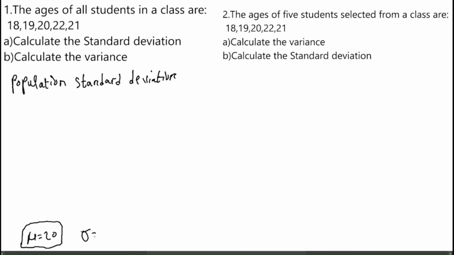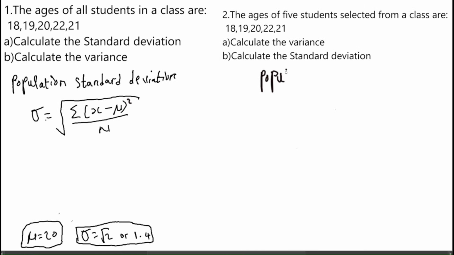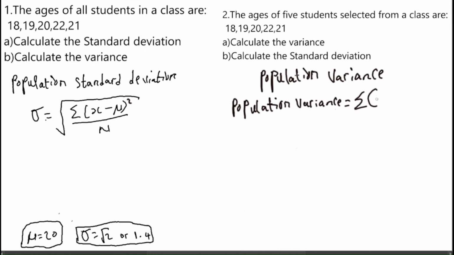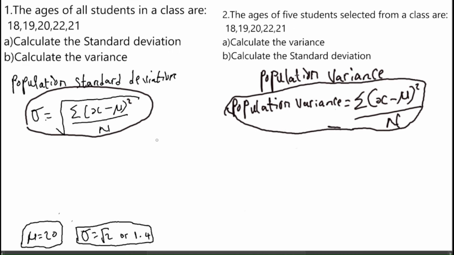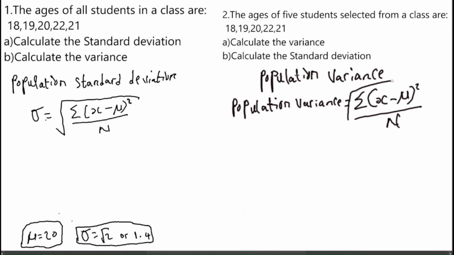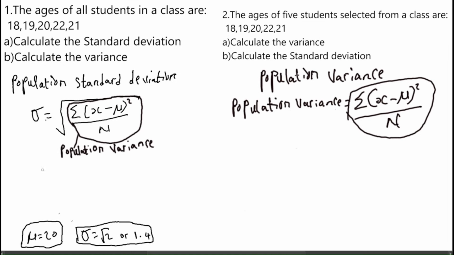Now let's save our answer for later. The population variance is the summation of x minus population mean, squared, divided by n. Now observe the population standard deviation formula and the population variance formula. Tell me, what do you notice? Notice that the whole of the population variance formula is what we have here in the square root. That is, the population standard deviation is the square root of the population variance.